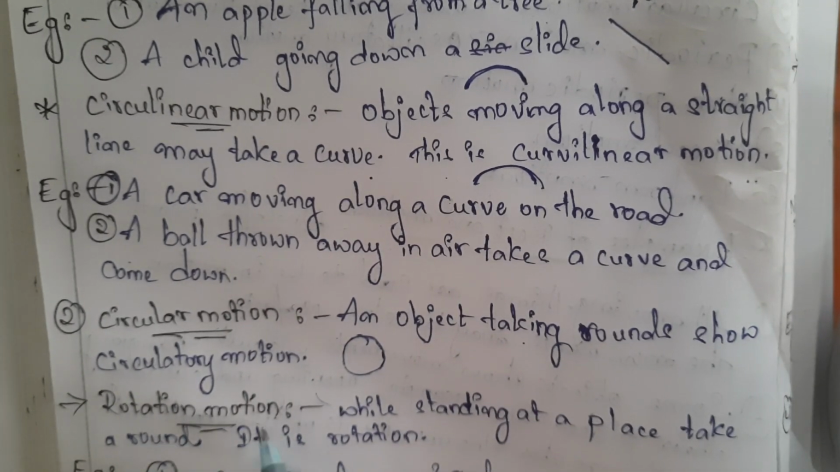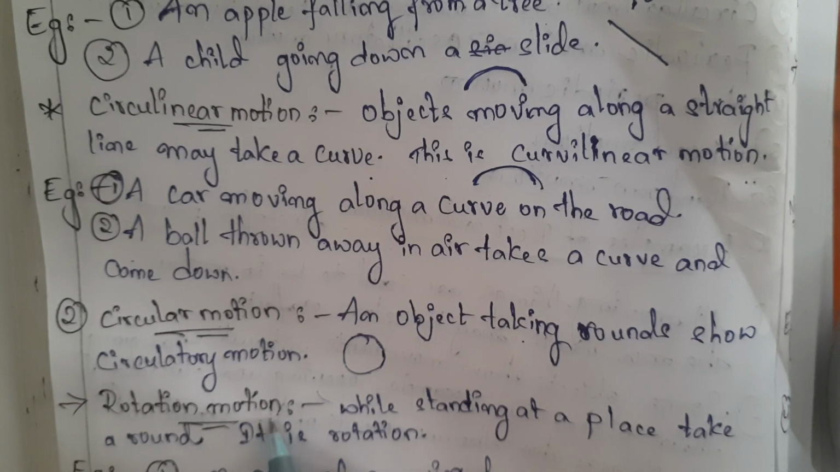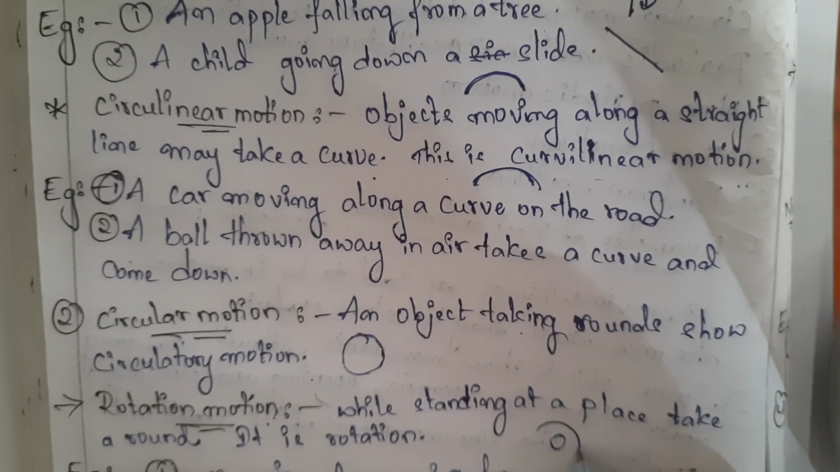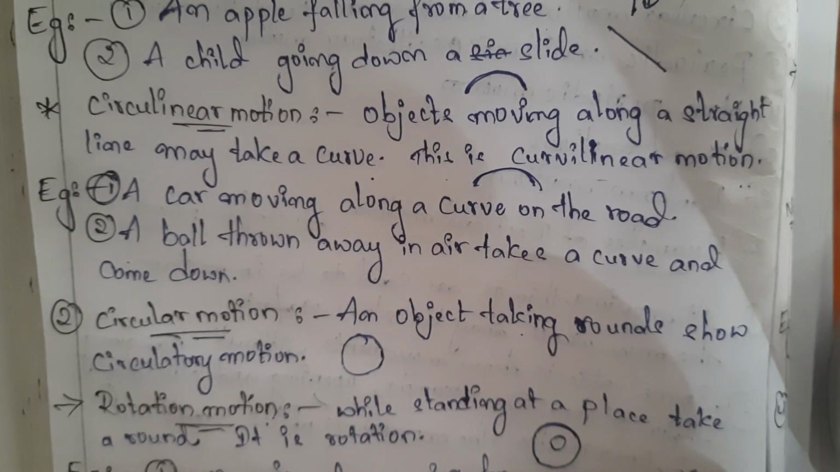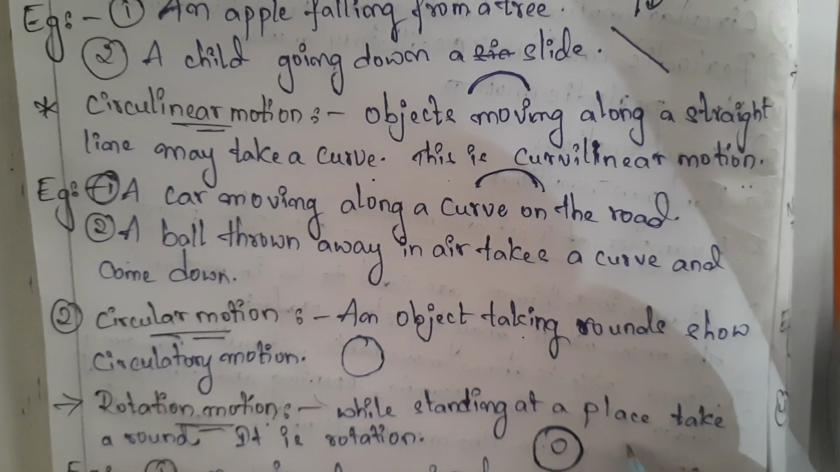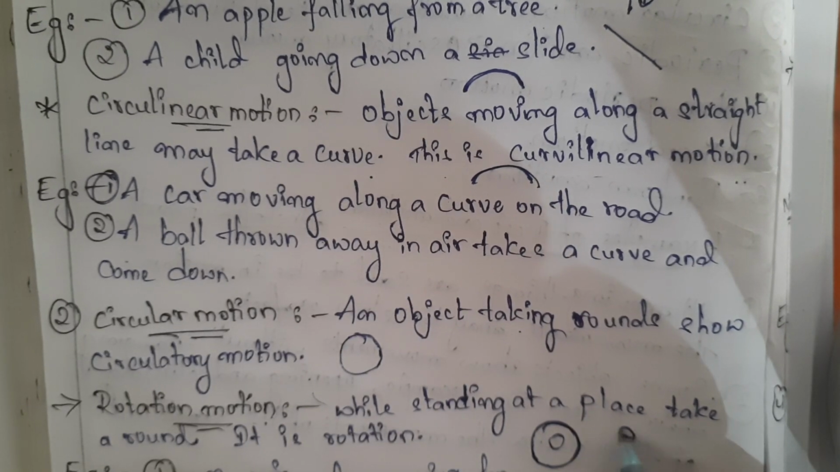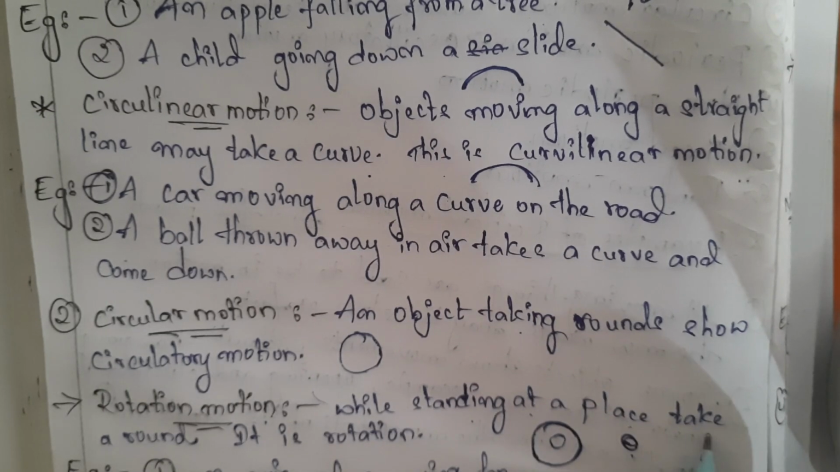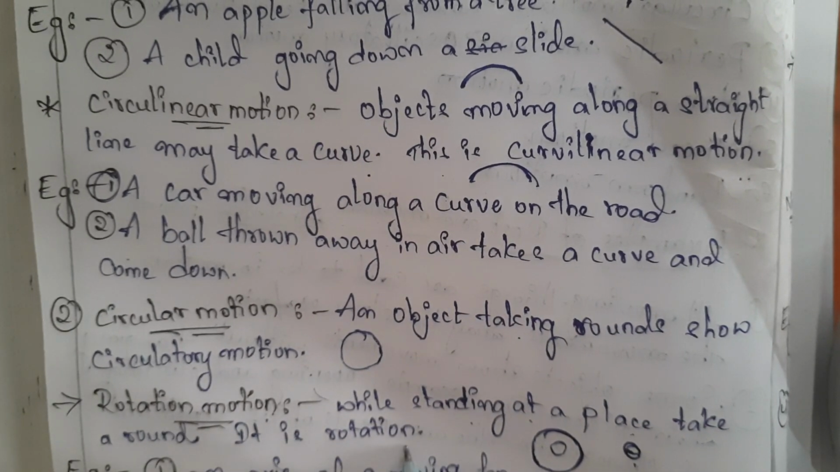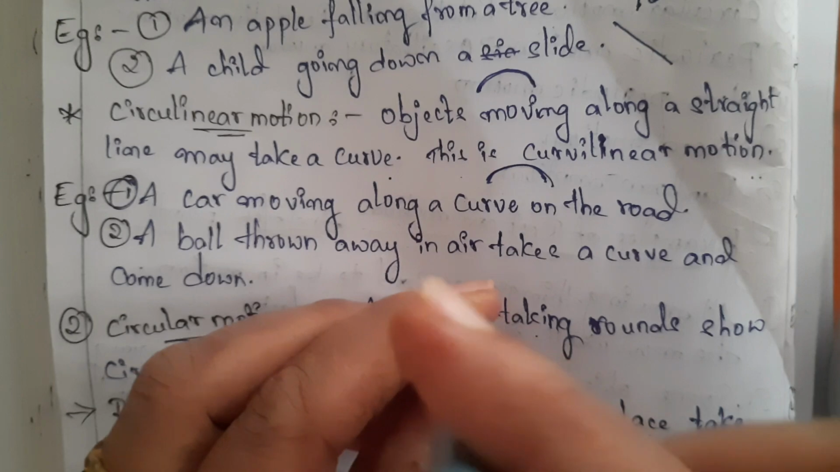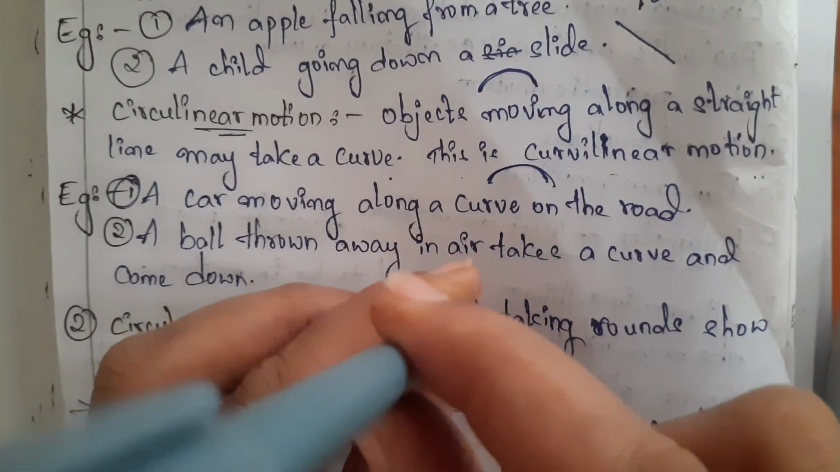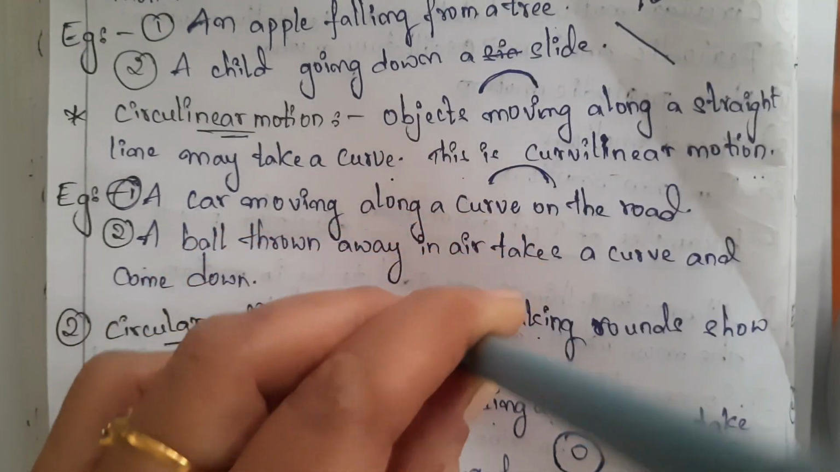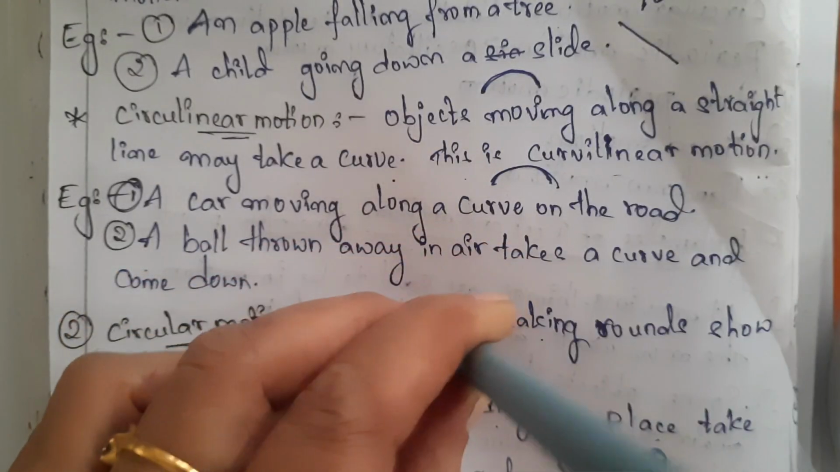What is rotation? We give the example like earth is rotating around its own axis. If suppose the sun is there, earth is moving around the sun, that is revolution, and earth is moving around its own axis, that is rotation. While standing at a place, taking a round is rotation. Like we use the spin. While spinning the top, it will be at the same place. Like we need to stand at the same place and rotate. When we are rotating in the same position, it is called rotational motion.